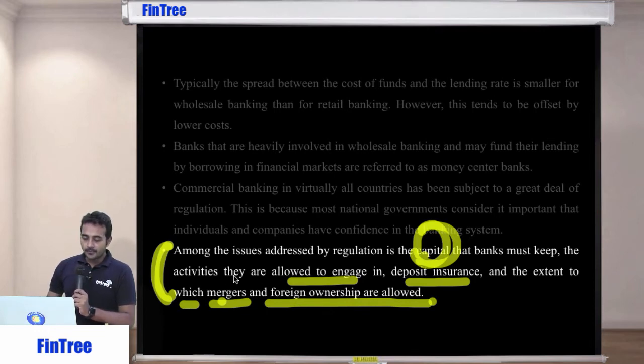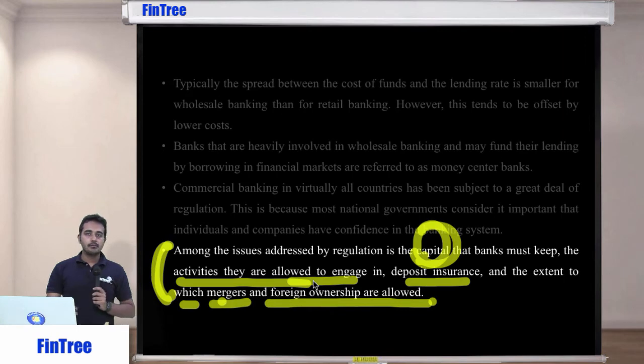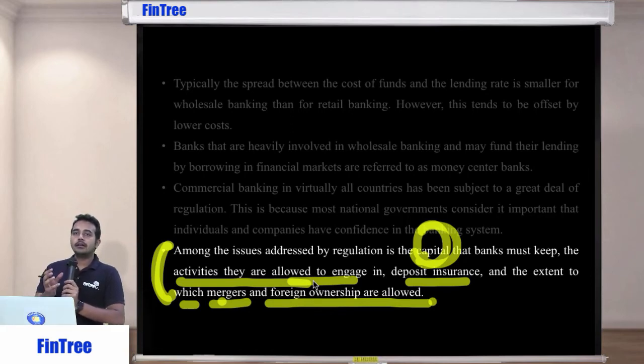Point number two, activities permitted. Whether a bank can run investment banking and commercial banking business from the same setup, are they allowed to do it? Or whether banks are allowed to enter into proprietary trading. All these are regulated by the regulators.